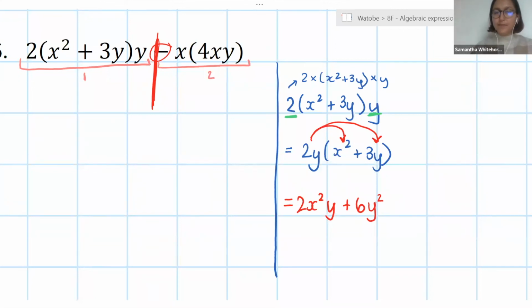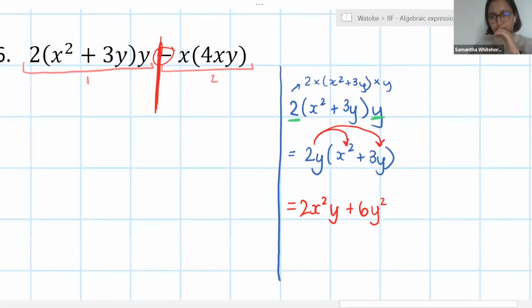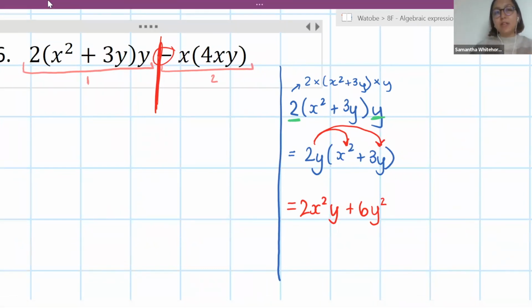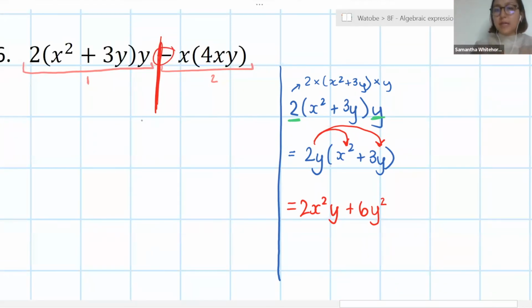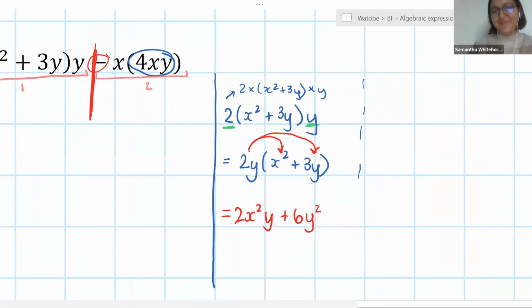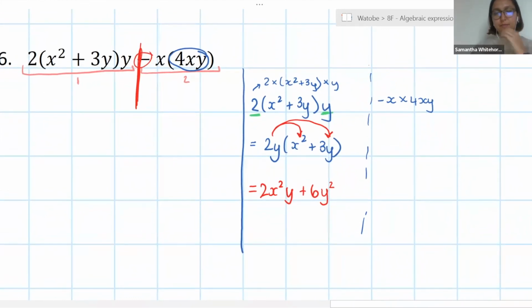Good, well done. Okay, ma'am, when you multiply the other side, it's going to be negative x times everything? Yes. When we say times everything, just be careful. It's not going to be negative x times 4 times x times y. That's just one term. So it'll be negative 4x to the power of 2y. Good, well done. Well done, Ayanda. Thank you.